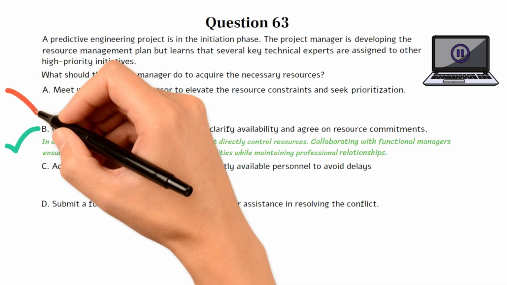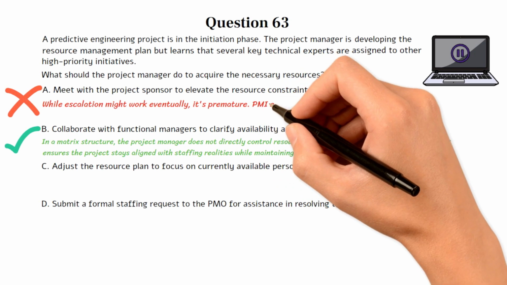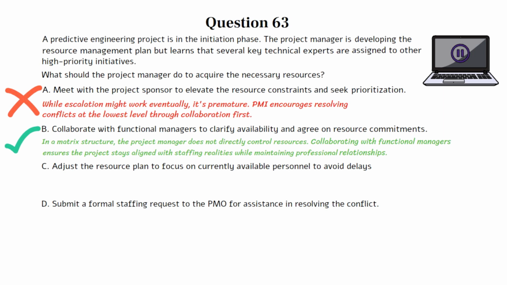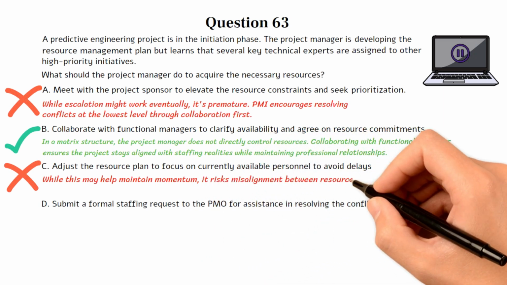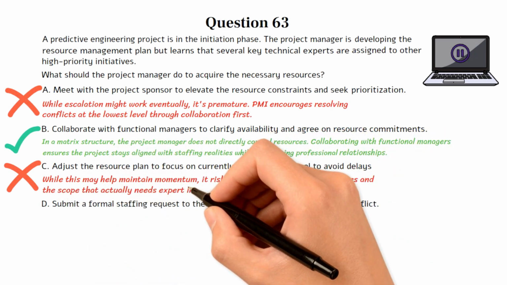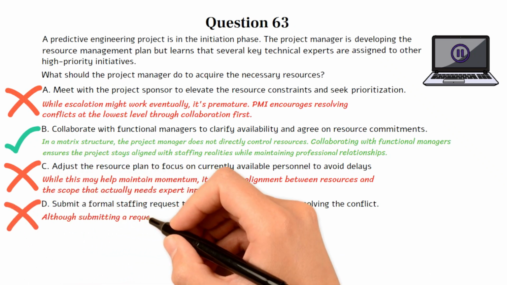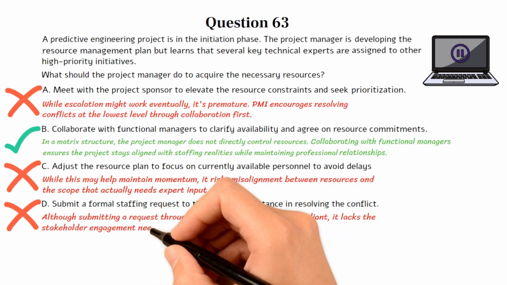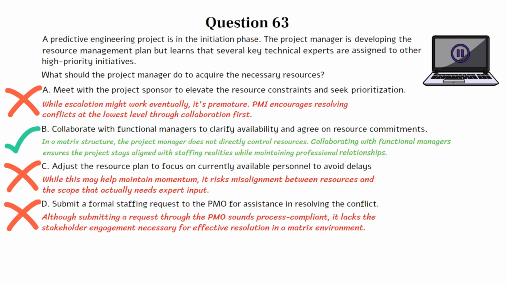Choice A is incorrect. While escalation might work eventually, it's premature. PMI encourages resolving conflicts at the lowest level through collaboration first. Choice C is incorrect. While this may help maintain momentum, it risks misalignment between resources and the scope that actually needs expert input. Choice D is incorrect. Although submitting a request through the PMO sounds process compliant, it lacks the stakeholder engagement necessary for effective resolution in a matrix environment. Let's move on to the next question if you're ready.